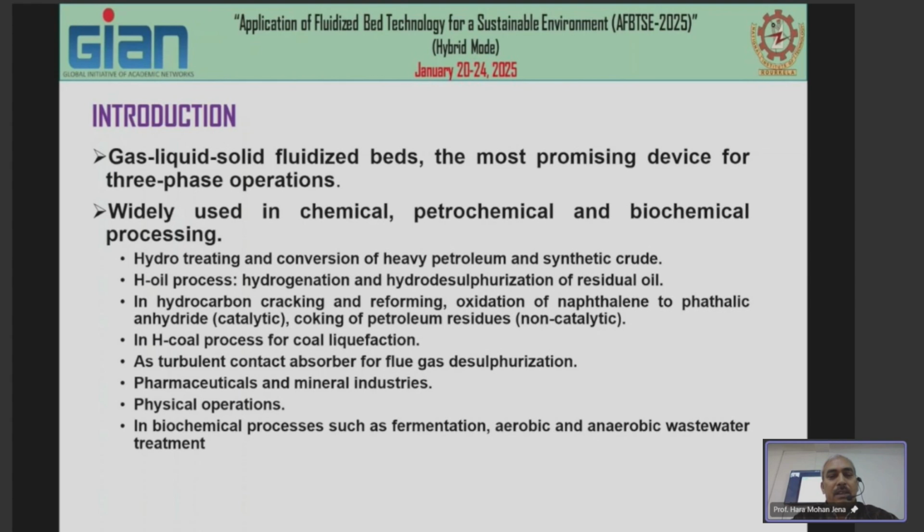Then for non-catalytic operations also this gas, liquid, solid fluidized bed is used, that is coking of petroleum residues. Then the H-coal process for coal liquefaction, and as a turbulent contact absorber for flue gas desulfurization. It is used in many pharmaceutical and mineral industries like penicillin production, etc. Then some physical operations, and biochemical processes such as fermentation, aerobic and anaerobic wastewater treatment.